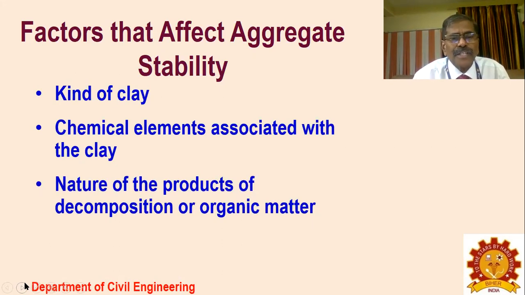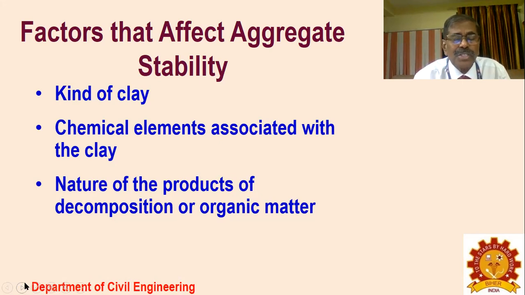The nature of the product of the decomposition of the organic matter. Sometimes the soil can contain the roots of vegetation, or the decaying material may be rubber, or some waste material which can possibly decay. Maybe a timber material or cut-off timber, or decayed rubber, or decayed paper, or cardboard, or maybe a processed material which can decay over a longer time. Then the nature of the product of decomposition of organic matter can affect the stability of the aggregate.